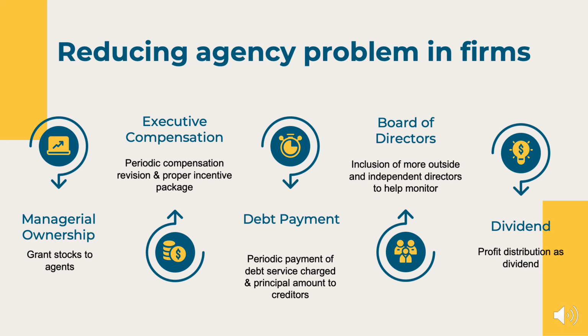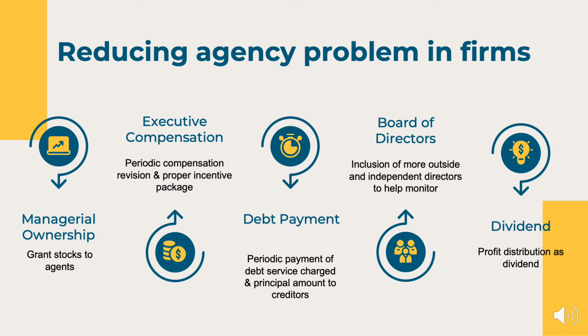Third is through payment of debt. It is a periodic payment of debt service charge and principal amount to the creditors. This will help make managers more cautious in taking inefficient decisions, as it may hamper the profitability of the firm. This will serve as a discipline mechanism for managers, especially if the managers' salaries are tied closely to the firm's performance.